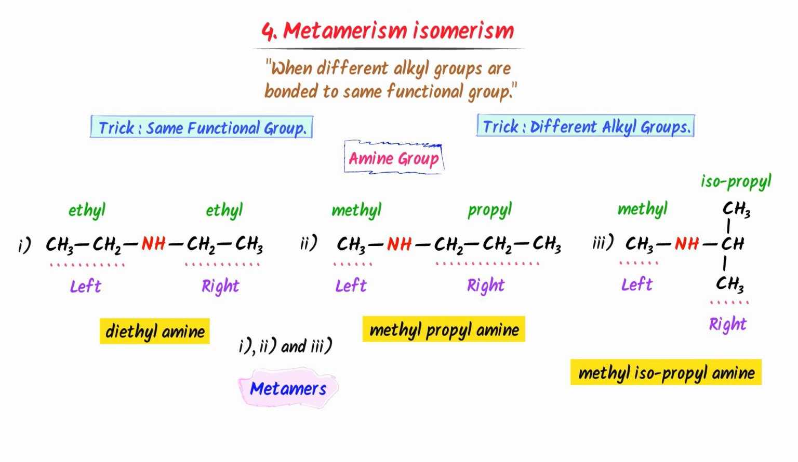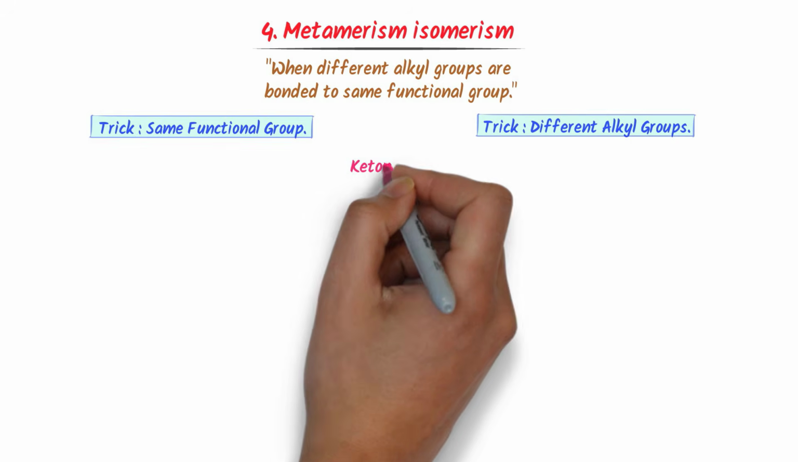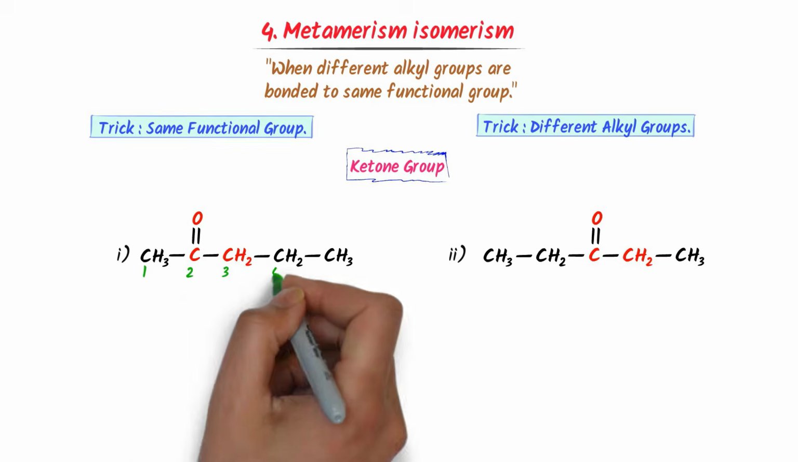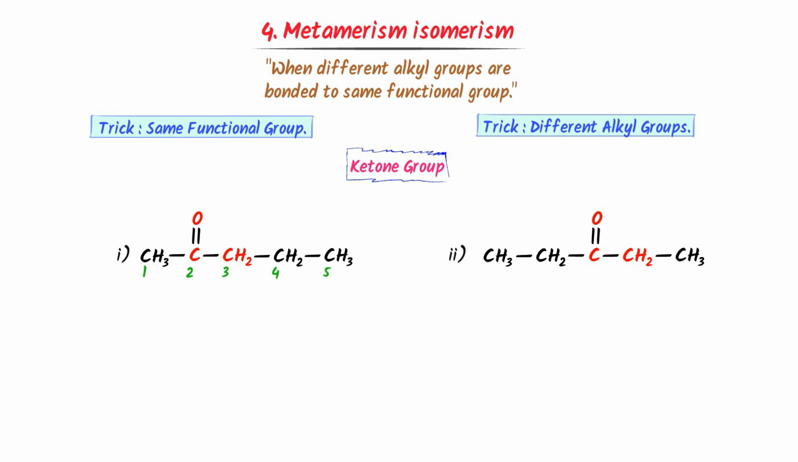So note it down. Finally, consider the ketone functional group. We know that its functional group is R-CO-R. Now consider these two compounds. Pause the video and try to find its isomerism. Here I write 1, 2, 3, 4, 5. The functional group of ketone is present at the second carbon, so we call it 2-pentanone.